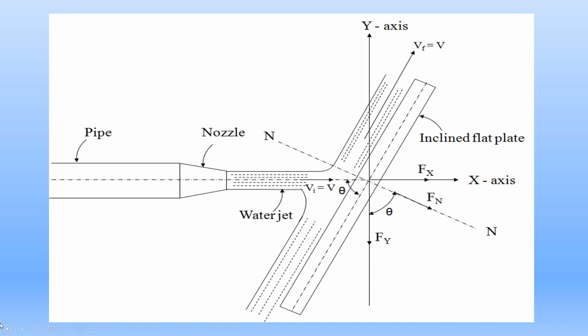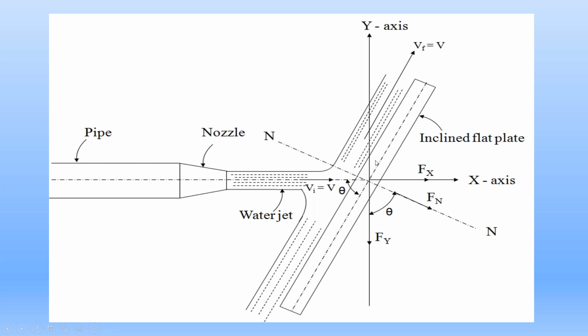Please go through that picture on the cell phones. I am going to explain the second condition, the impact of horizontal water jet on a stationary inclined flat metal plate. So check that. Look at the nozzle. At the end of the nozzle, the water jet is coming out. It is a horizontal water jet.